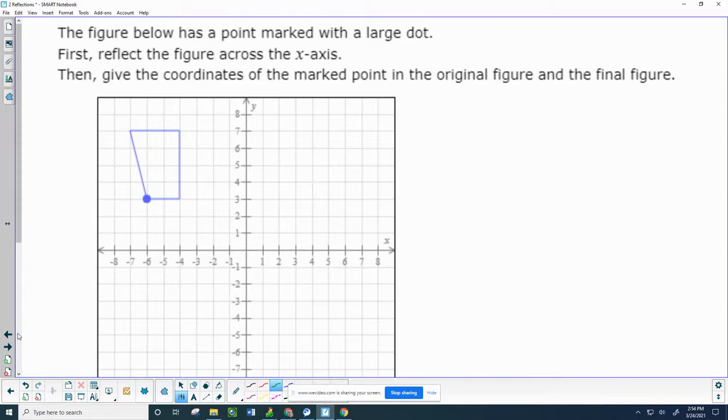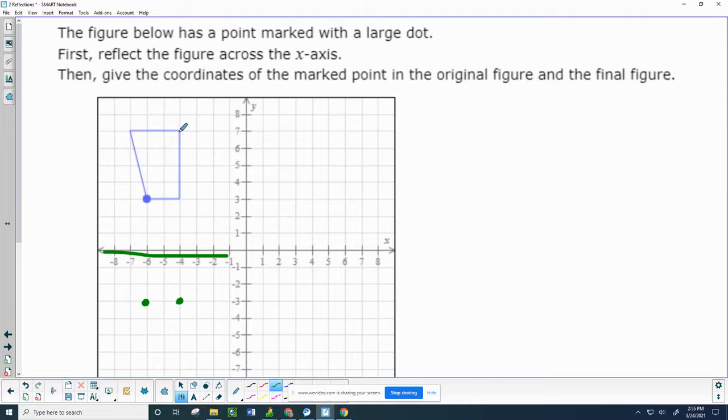The figure below has a point marked with a large dot. First, reflect the figure across the x-axis, then give the coordinates of the marked point in the original figure and the final figure. Okay, so that's going to be a little trickier. So we notice we got this dot right here. If we reflect this whole object across the x-axis, this is the x-axis, right? So this dot right here is 3 above, so we're going to go 1, 2, 3 below.